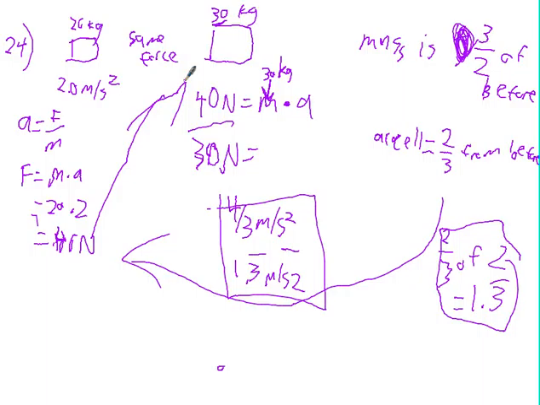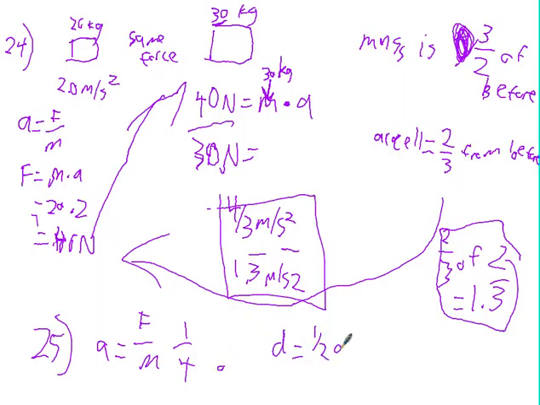Net force, 25. We're not going to do too much of that, but what I wanted you to do is figure out the acceleration. So force divided by mass equals 1/4. Then you do distance equals 1/2 at squared. That wasn't worth much, so I didn't count off much.